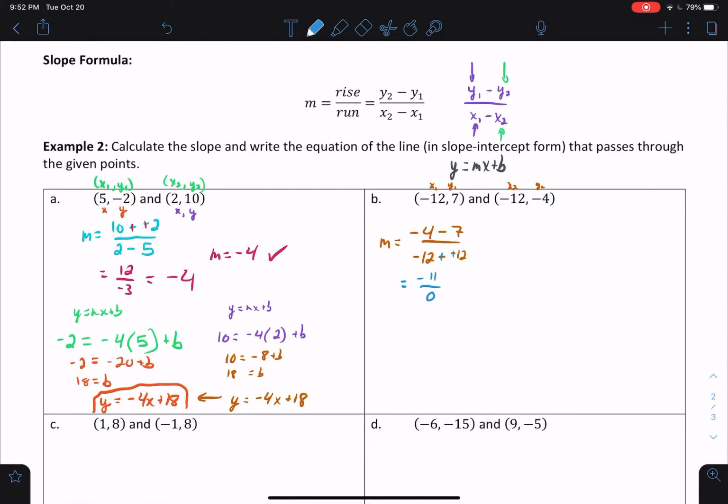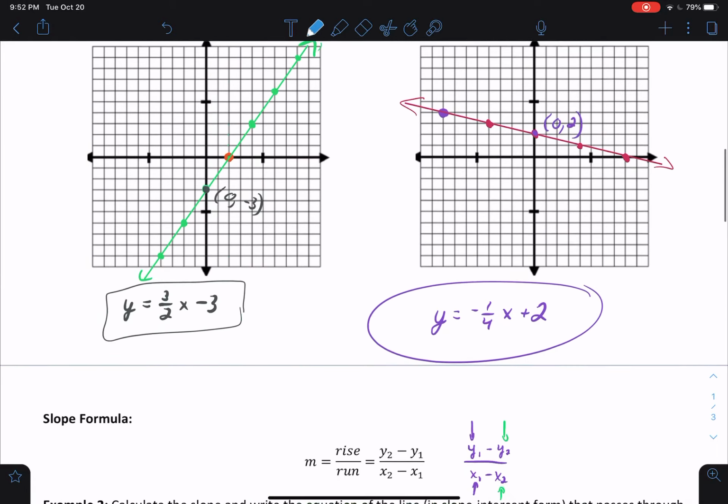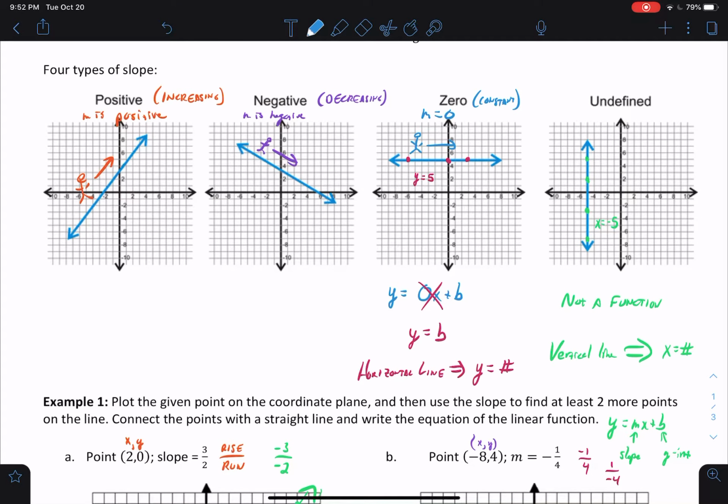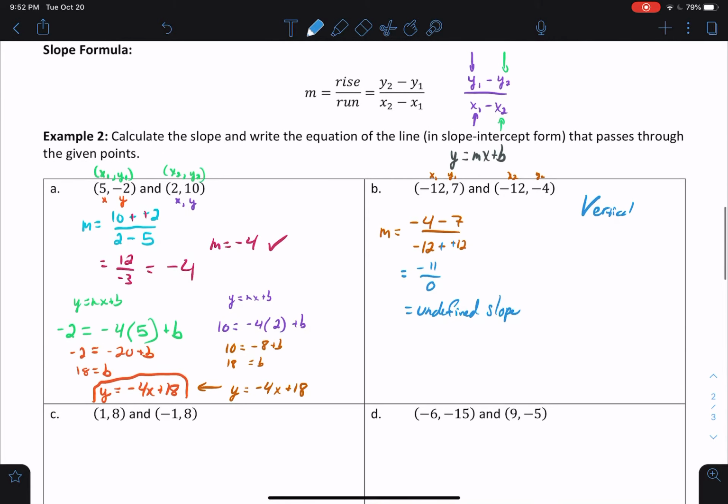But if I check this in my calculator, you're going to get an error. You cannot divide by 0. So if 0 is in the denominator, this is an undefined slope, which means we are dealing with a vertical line here. Going back to what we covered previously, an undefined slope is a vertical line, which means that it's going to be x equals a number. Well, look at this. The x-coordinate is the same in both of these points.